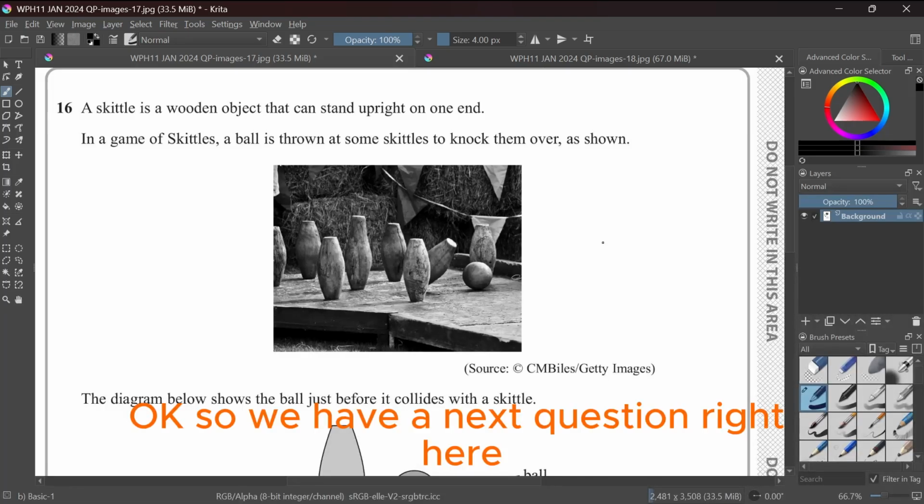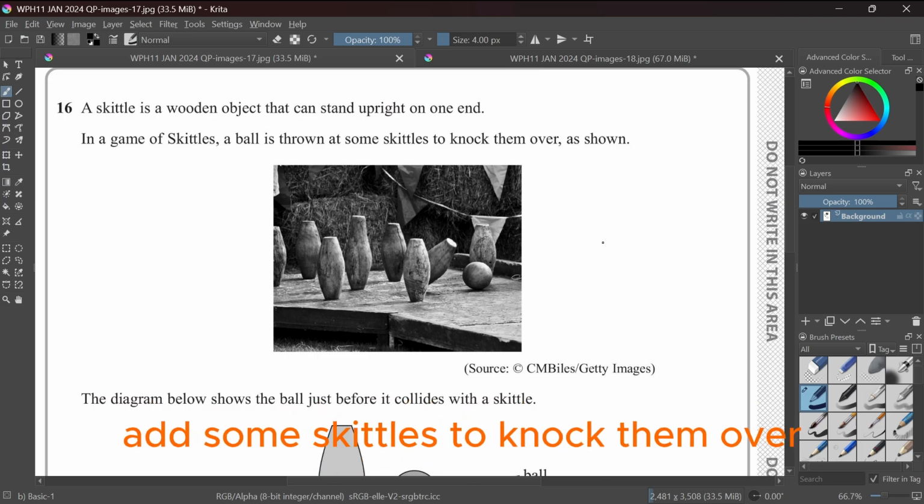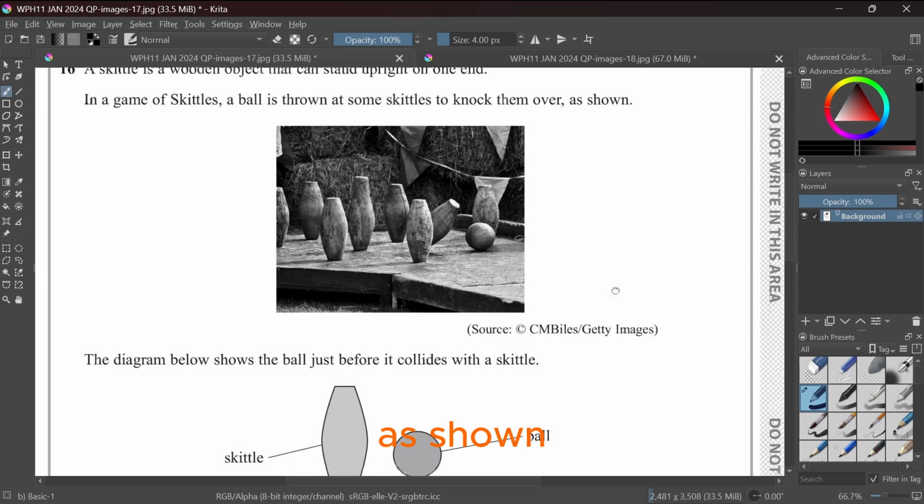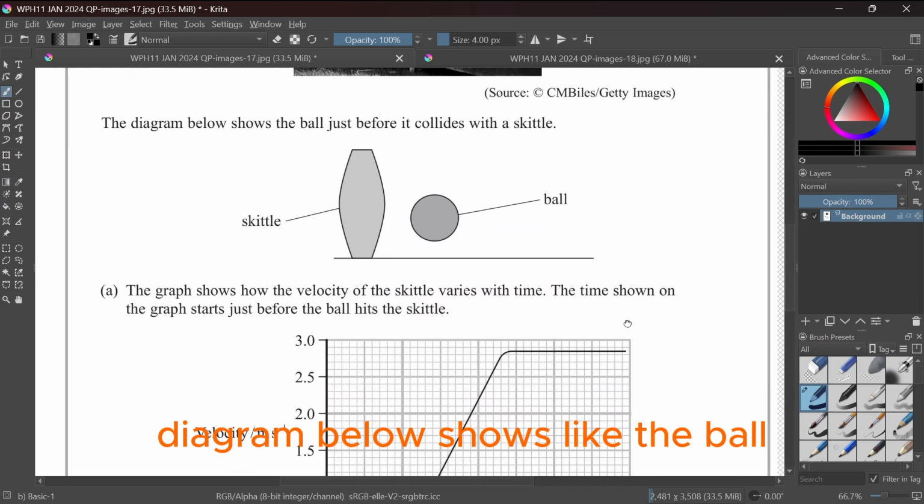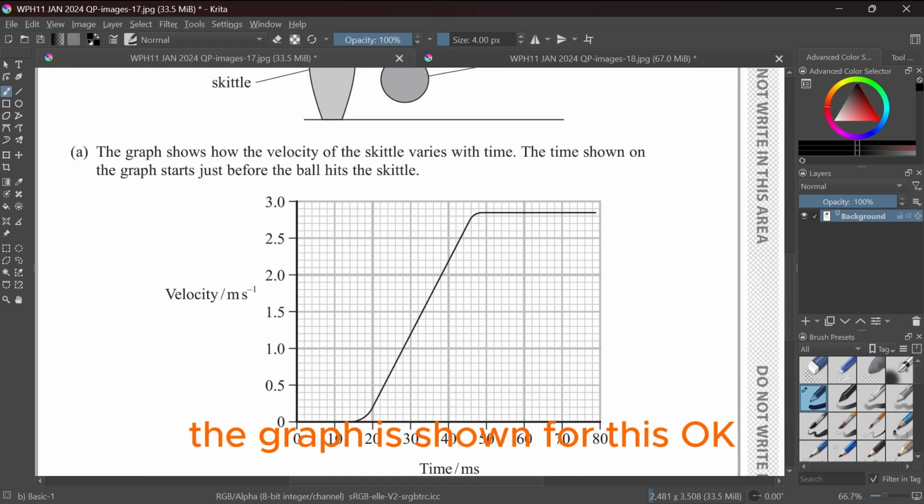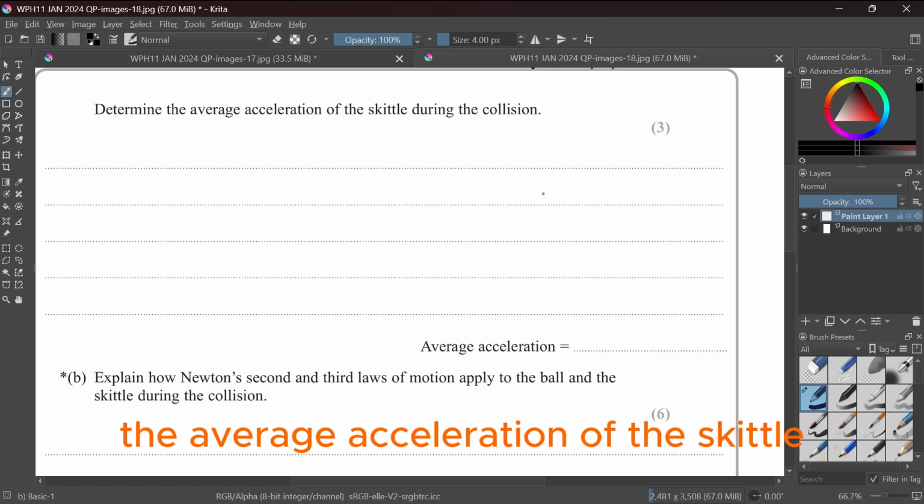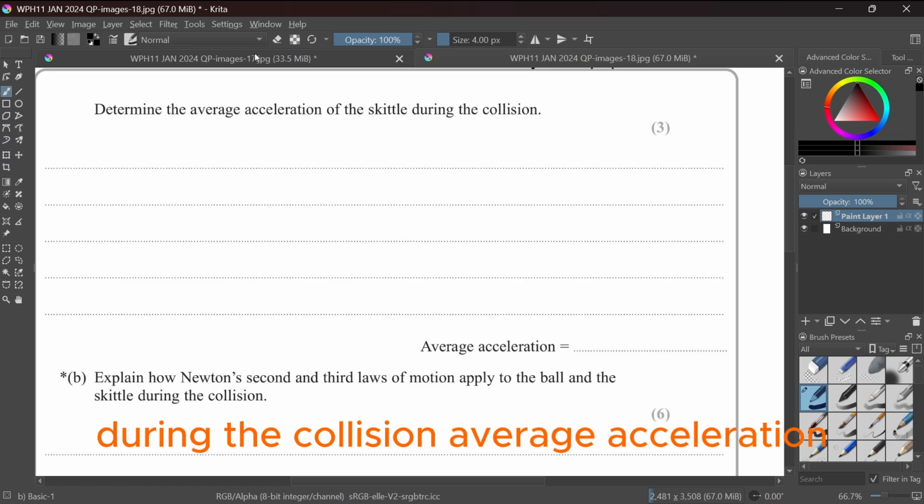Okay, so we have our next question right here. It says a skittle is a wooden object that can stand upright on one end. In the game of skittle, a ball is thrown at some skittles to knock them over as shown. The diagram below shows the ball just before it collides with the skittle. The graph is shown for this, okay? And then they ask you to determine the average acceleration of the skittle during the collision.